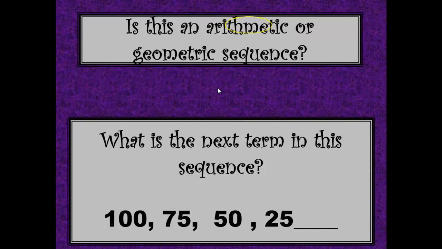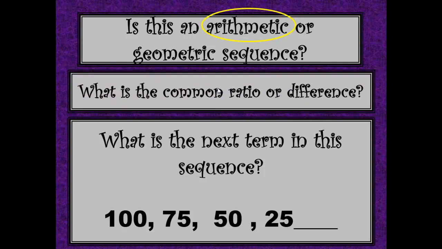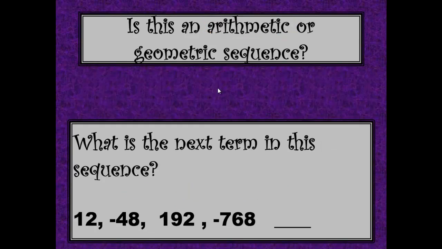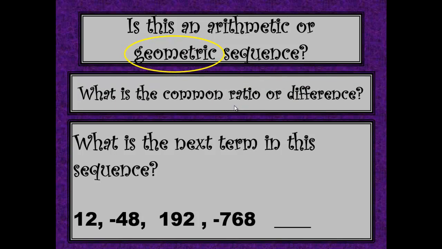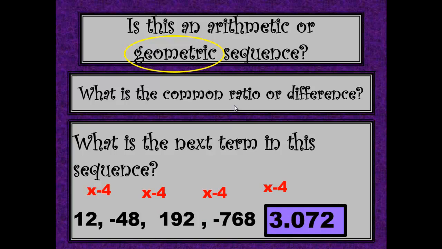It is arithmetic, guys. What is the common difference? Oh, -25. So the next term is none. Okay. How about this one? Okay, right, geometric. What is the common ratio? -4, multiply by -4. The next term is 3072.